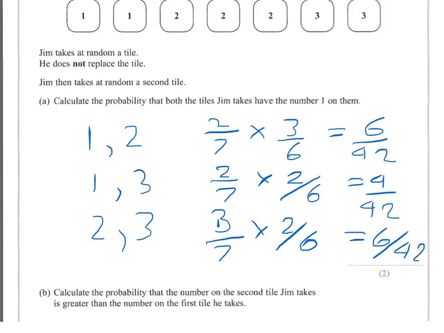So all of these combinations satisfy the condition, so we need to add them together. So if we do that, we'll get 6 and 4 is 10 and 6 is 16. That gives me 16 out of 42, and I can cancel that down to 8 out of 21. And that's the answer to part B.